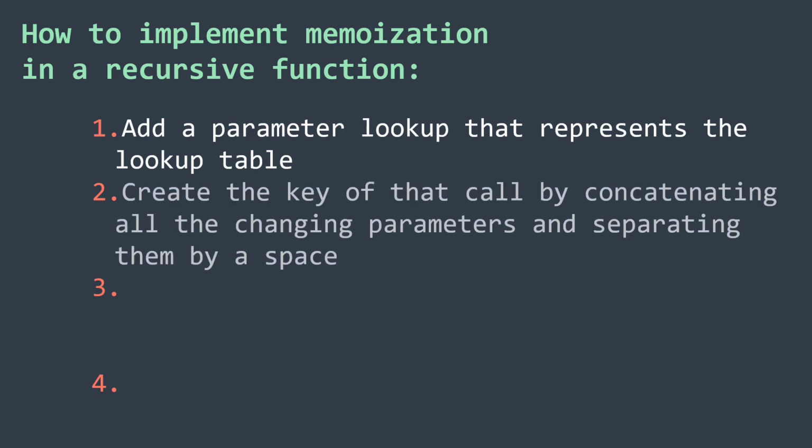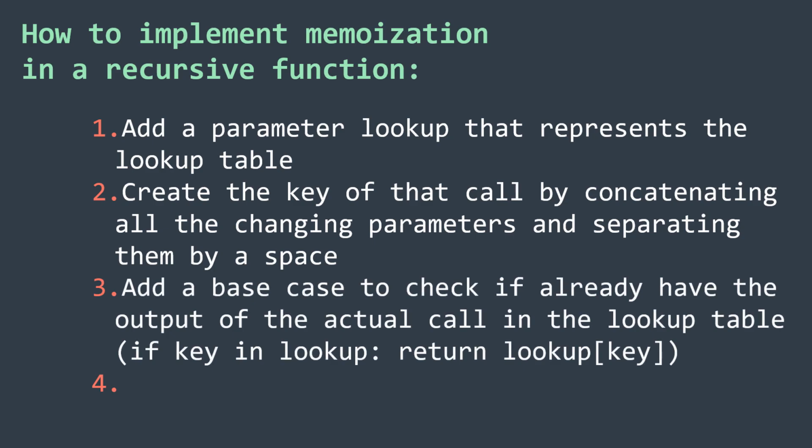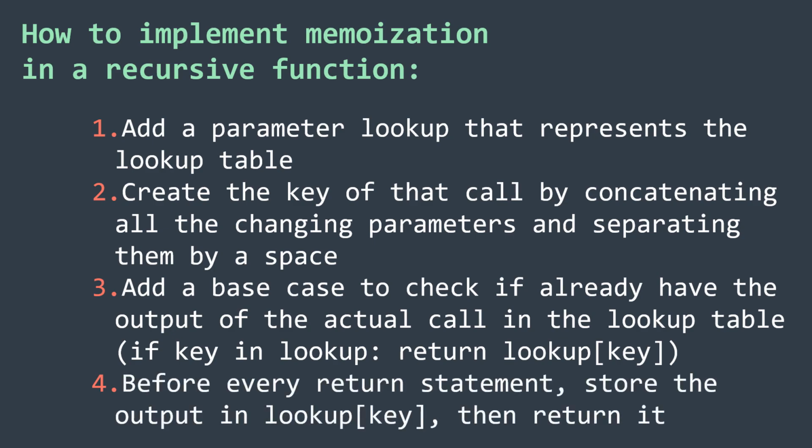Second step, create the key of that call. The key of a recursive call is the concatenation of all its changing parameters separated by a space. For example, in ways to climb stairs, the only parameter that was changing is n, so the key contains n only. Third step, add a base case to check if we already have the value. We write if key in lookup map, return lookup of key. Last step, before every return statement, store the output in lookup of key, then return it.